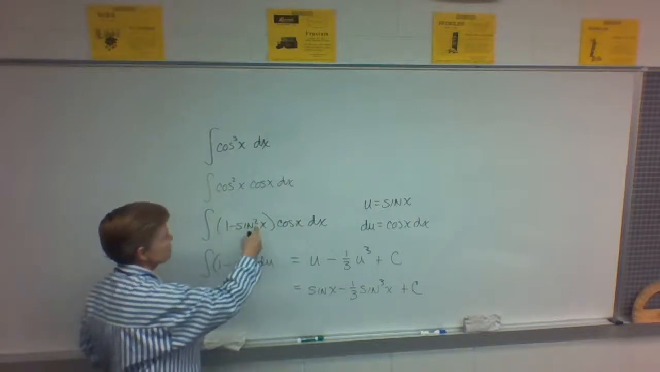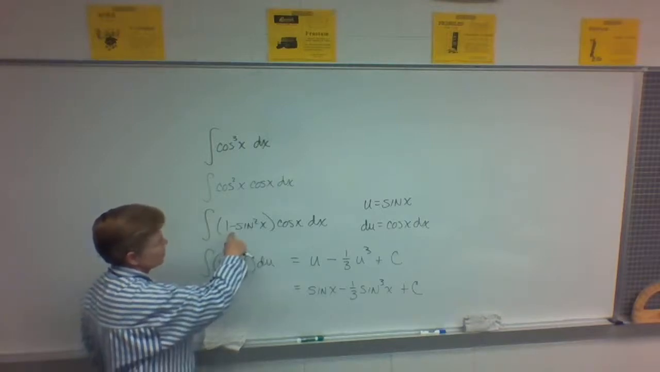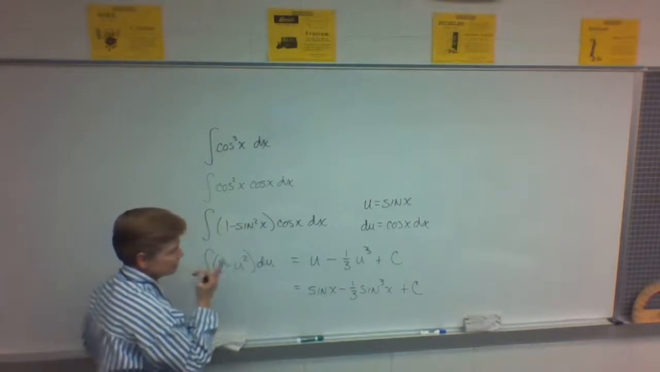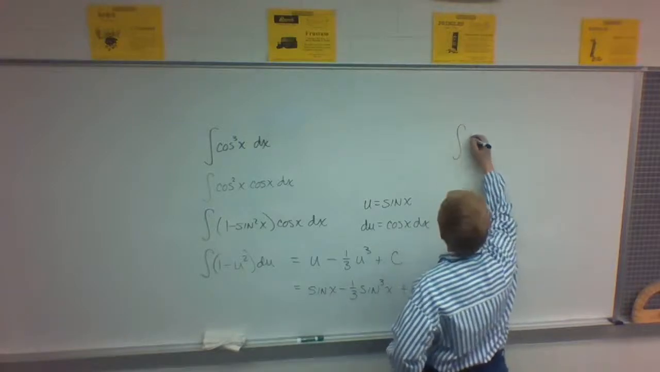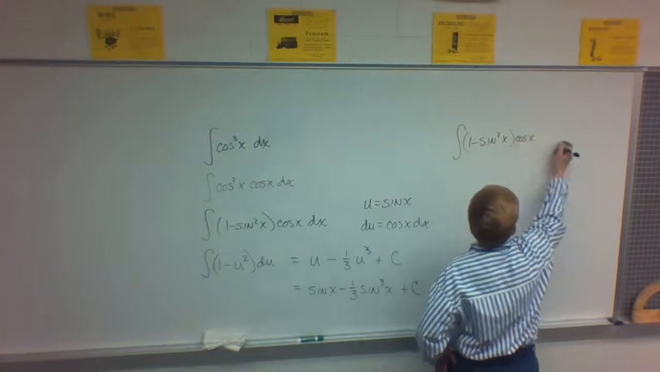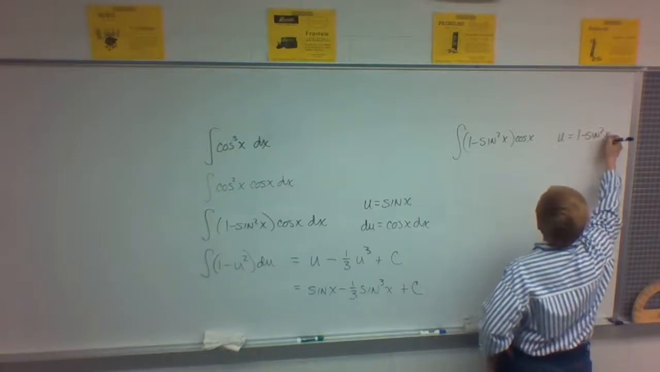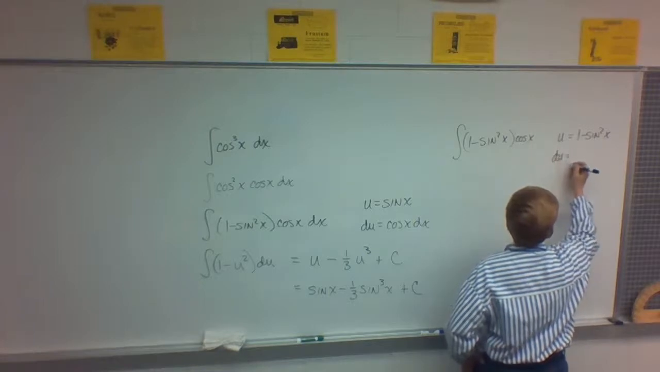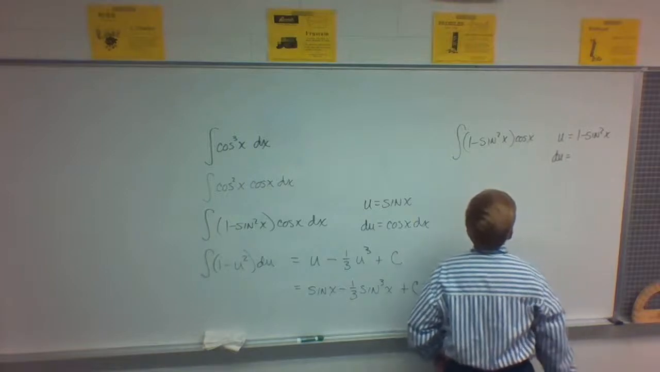Or you can leave it like this and let this whole thing be u. Actually, could I have let that whole thing be u? Would it work out the same? Let's try it. This is what I'm trying to integrate with a different u substitution, which is 1 minus sine squared, times cosine. If I let u equal 1 minus sine squared, all of it, what would I get? du is negative two.